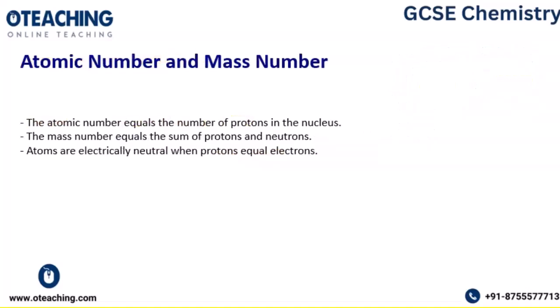Now, atomic number and mass number. I have already told you that atomic number equals the number of protons in the nucleus. The mass number equals the sum of protons and neutrons. But atoms are electrically neutral when protons equal electrons. That means when positively charged protons are equal to the negatively charged electrons, the atoms would be electrically neutral. That means no charge.